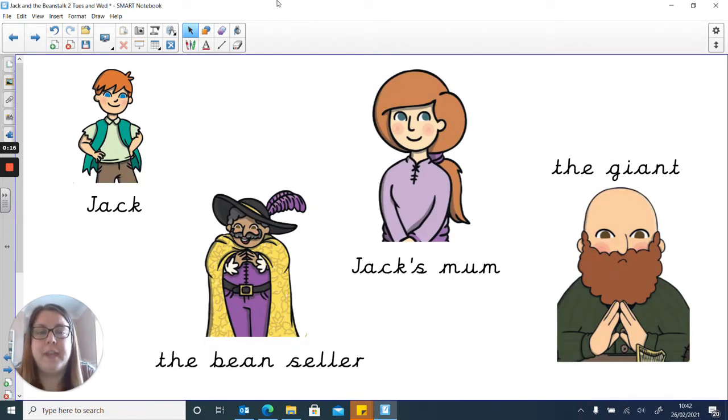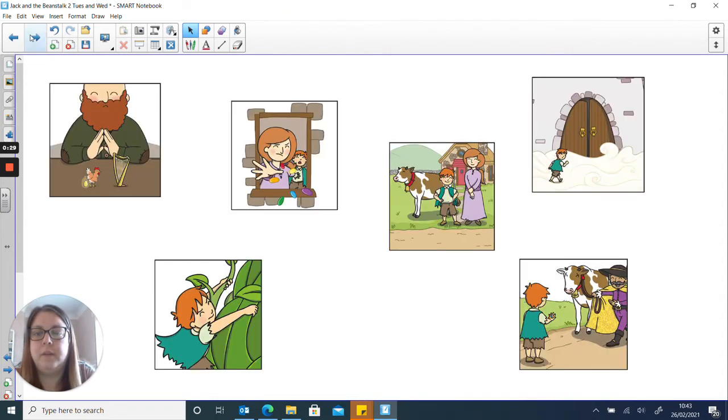So let's have a look at some of the characters in the book. So we had Jack, the bean seller, Jack's mum and the giant. And we looked at some of those characters last week, didn't we? Thinking about the types of characters they were and their character and personality. So let's have a look at these pictures here then.